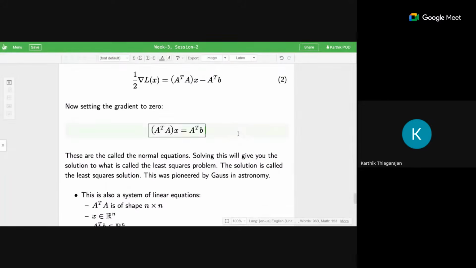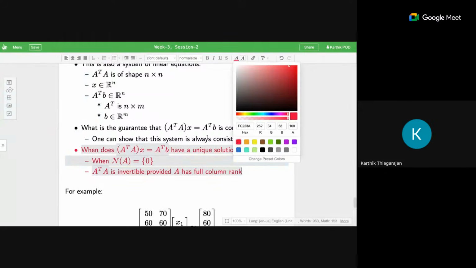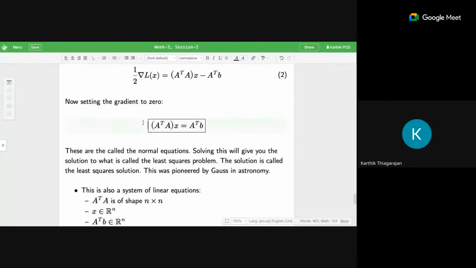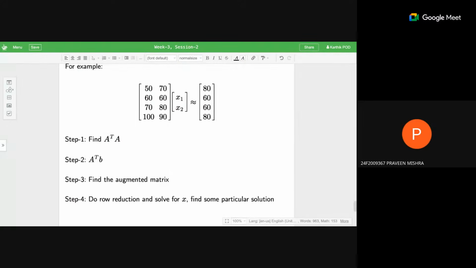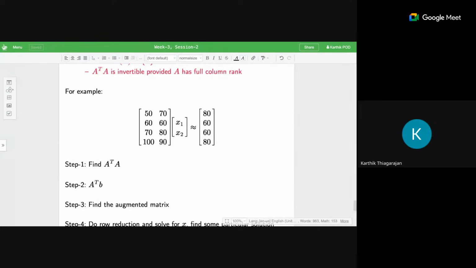Okay, so in fact, we can forget this. For now, it might even be confusing. So we can ignore this. What matters now is that this is consistent, so you can always find a solution. Okay, I hope that is clear. Any other questions regarding this least squares or linear regression?